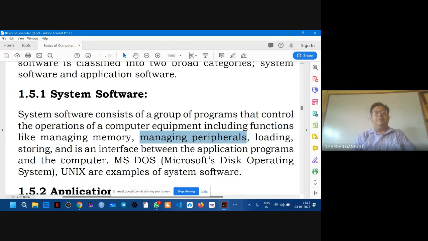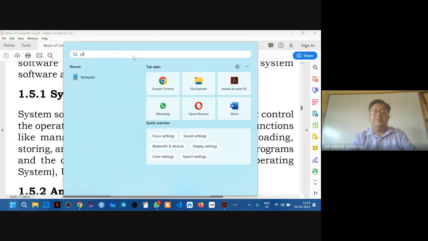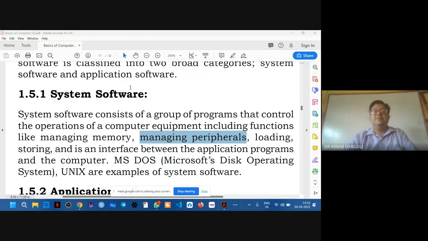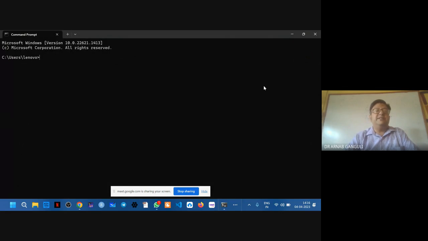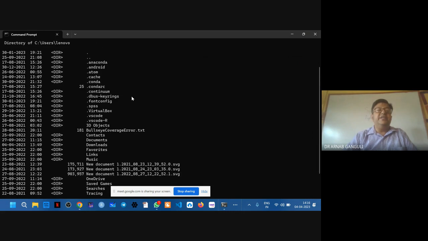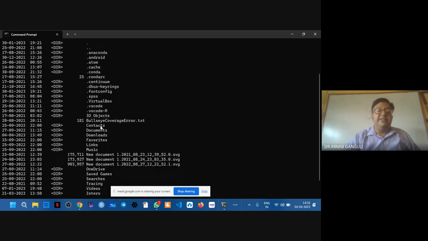I can show you. This is how the Windows shell looks like. You can see, Command prompt. Are you able to see this? Black screen. So I'm directly talking with the computer. DIR means directory. So you can see what I'm having over here. Anaconda, Android, Atom, all these things are present.